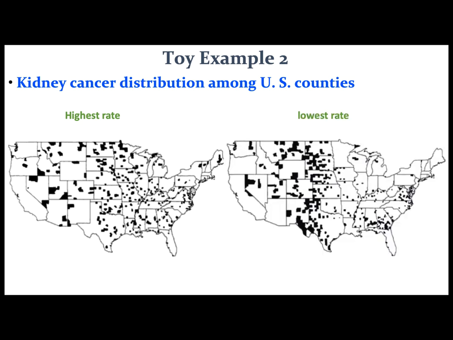But that's just one map. There's another map that shows the counties with the lowest kidney cancer death. Surprisingly, those counties also tend to be less populated, also in rural areas. But now the big question is how do we reconcile the two maps? That's the challenge we face.